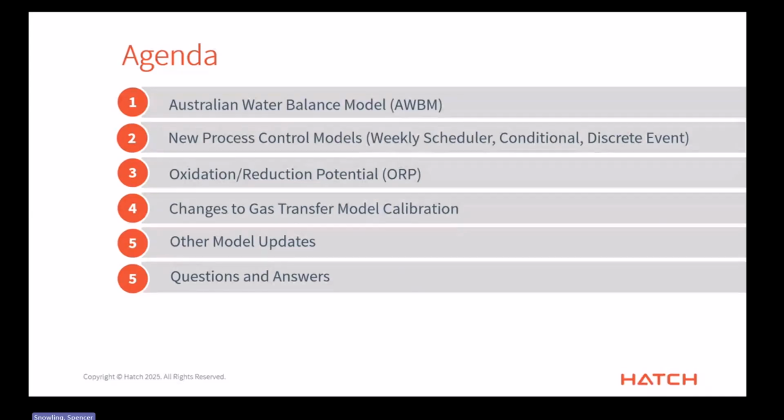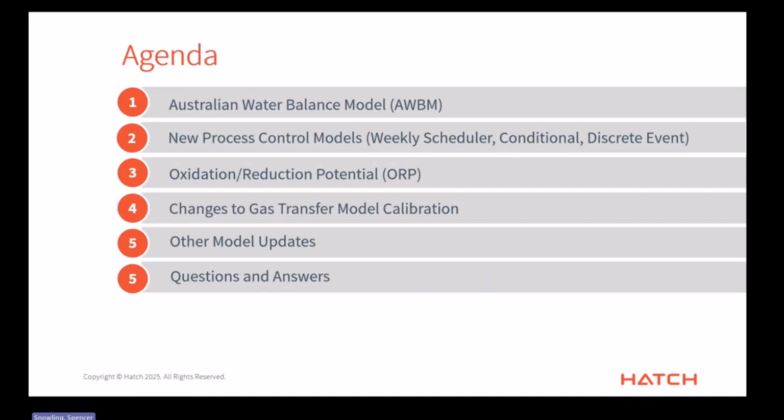I'll talk about the oxidation reduction potential model, the ORP model that has been added to GPSX, and a few details about some of the other changes that we made to our regular biological activated sludge model and some of the other chemical models that we have, just to round out and give you the full explanation of all the things that you can expect to see when you're using the new version.